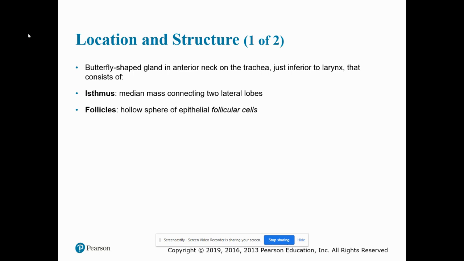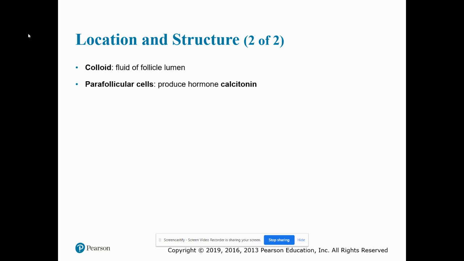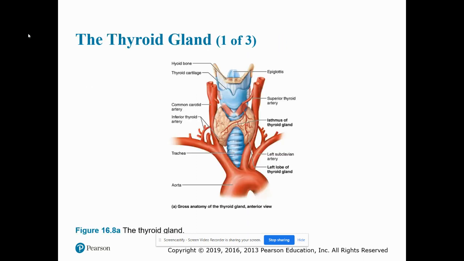Follicles. These are hollow spheres of epithelial follicular cells. Colloid, which is the fluid of the follicle lumen, and parafollicular cells, which produce a hormone called calcitonin.